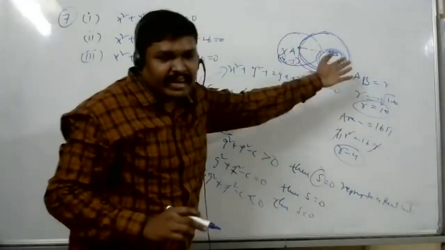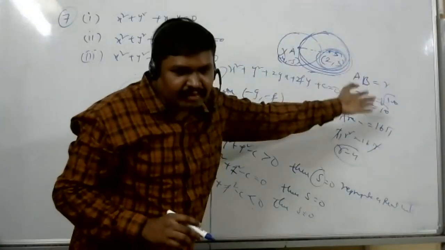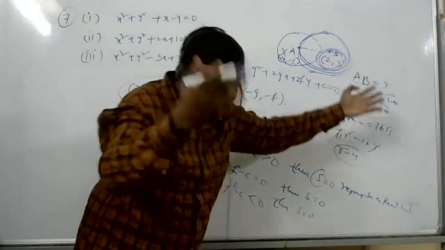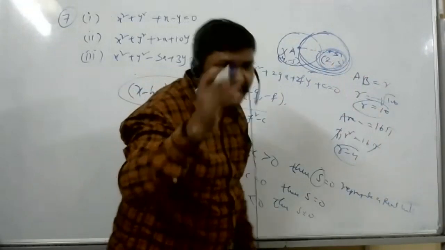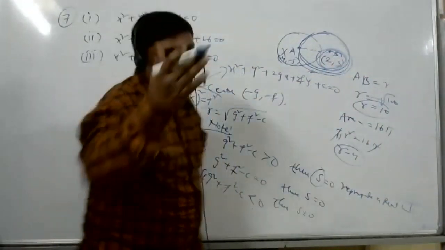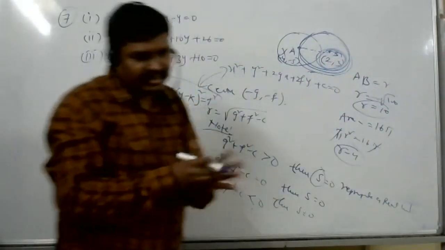Then substituting, the equation of the required circle is (x minus 2) whole square plus (y minus 3) whole square is equal to 10 square. That is the required answer, the required equation.